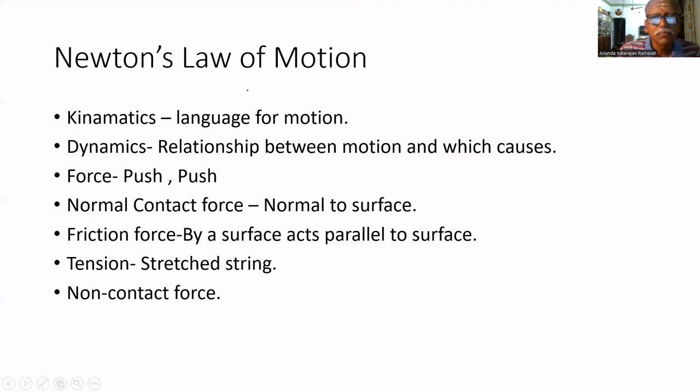Kinematics means the language for motion. Dynamics is a relationship between motion and the forces which cause it. Force means push or pull.